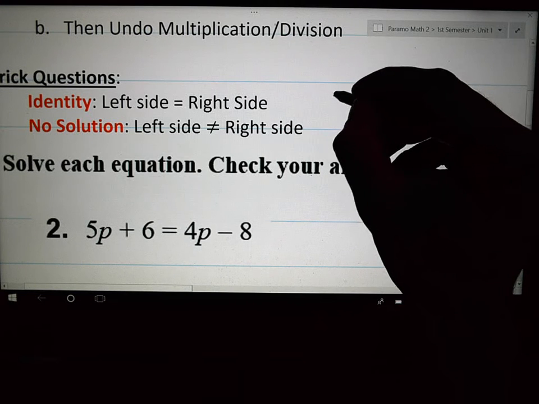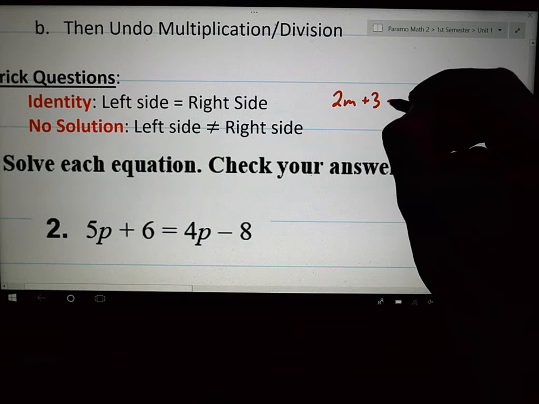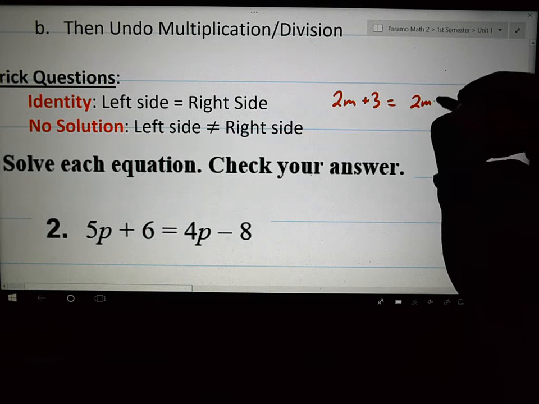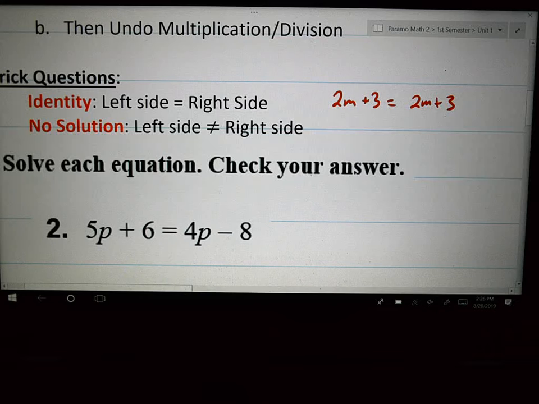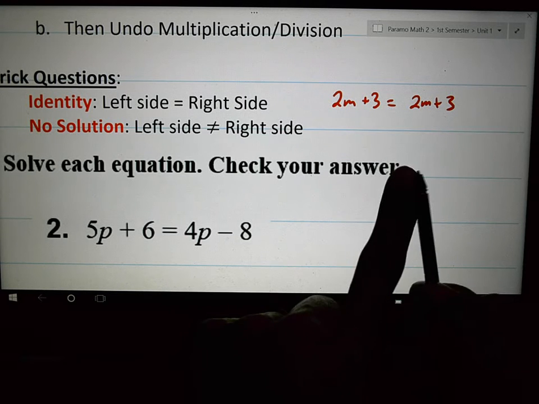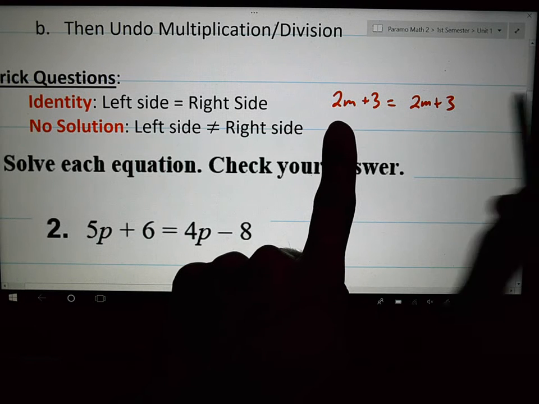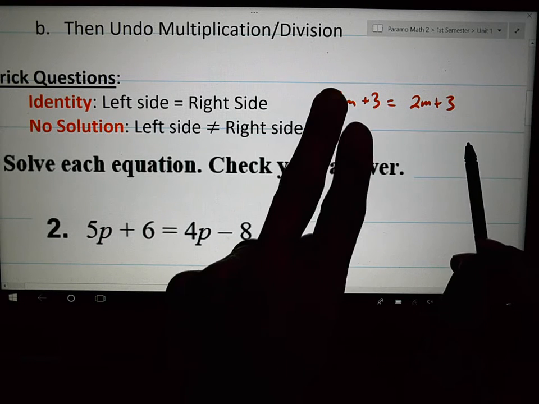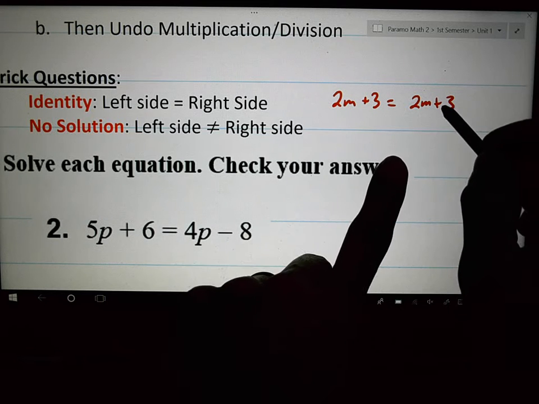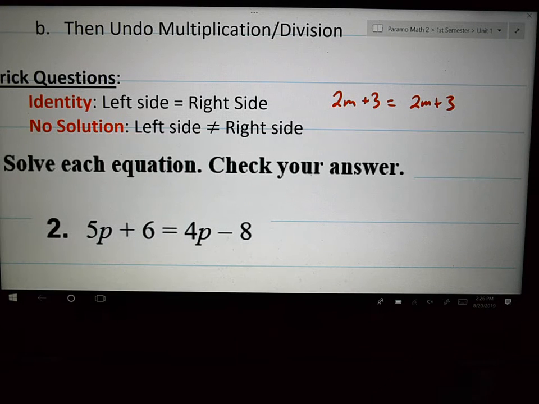If you get something like 2m plus 3 and 2m plus 3, the left side of the equal sign is exactly the same thing as the right-hand side. Which means if you plug in any number for m, if I plug in the number 1 for m over on this side, you'd have to plug in 1 on that side. They'll be identical. I can plug in the number 2, and they're going to be the same result. They're going to be equal. No matter what you plug in for m, they will always be the same.